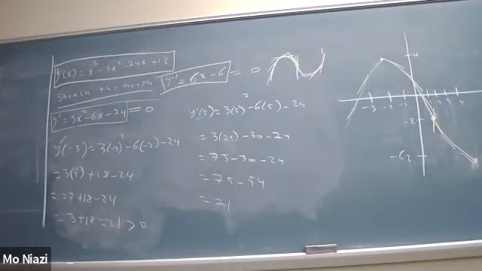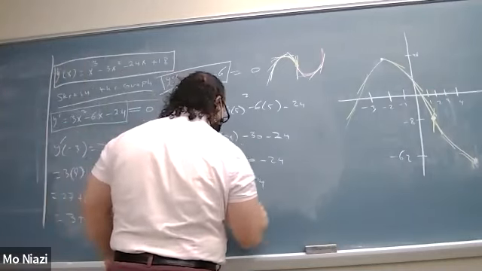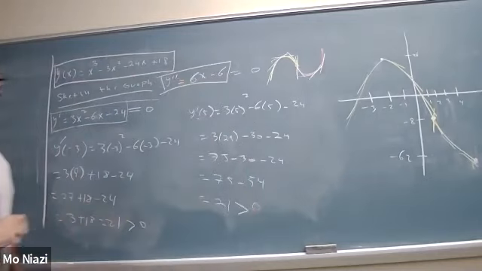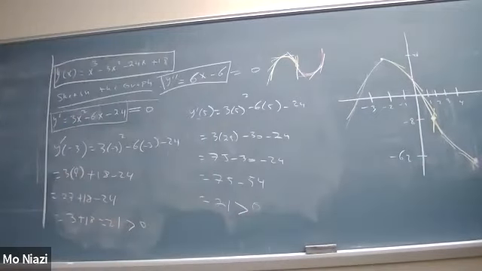Wow, I can't believe I did that. 21, which is greater than 0, right? It's positive 21. So what does that mean? Yes, the slopes of the tangents, I'm not going to draw the graph yet, but the slopes of the tangents are positive. That's what that reveals. So that means it's going up.